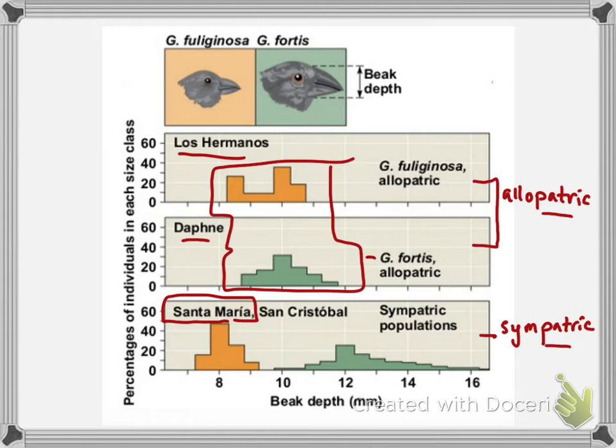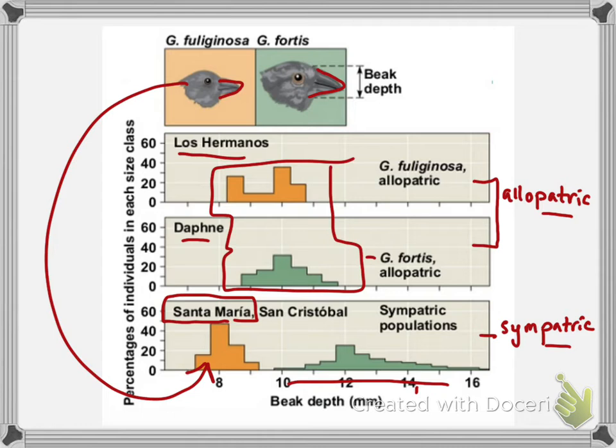So the G. fuliginosa have shallower and smaller beaks, and the G. fortis over here that we see in green are going to have deeper and larger ones. And why? Because of resource partitioning, right? It's selecting for adaptations that favor specializing in eating different sized seeds. This phenomenon is called character displacement.